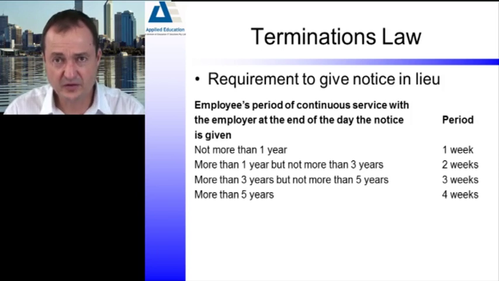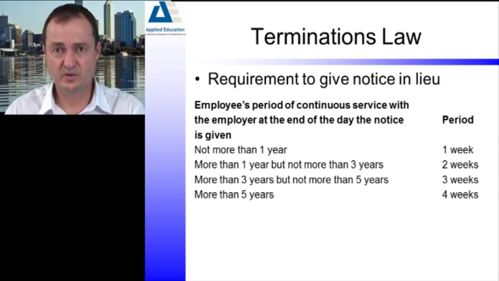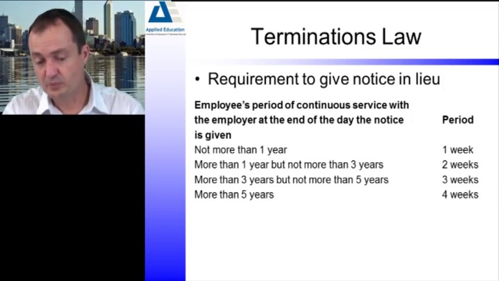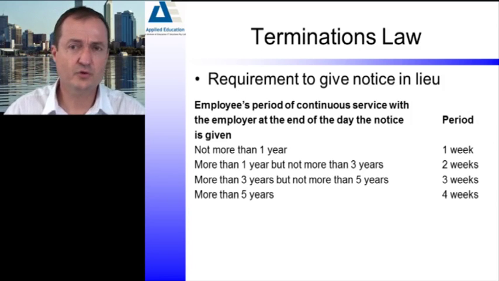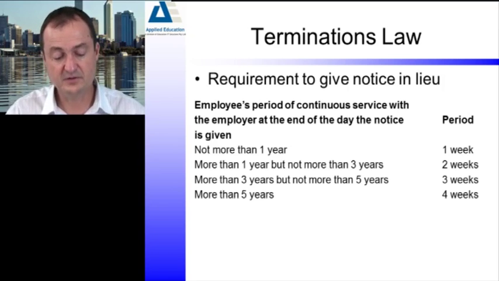In terms of the amount of notice that must be given, if the employee has been with you for less than 1 year, it's 1 week. Between 1 and 3 years, it's 2 weeks. 3 to 5, it's 3 weeks, and more than 5 years, it's 4 weeks. Actually, one thing that I haven't put on this slide is the fact that if your employee is aged over 45 and they've had at least 2 years of continuous service, the over 45s must be given 1 extra week.